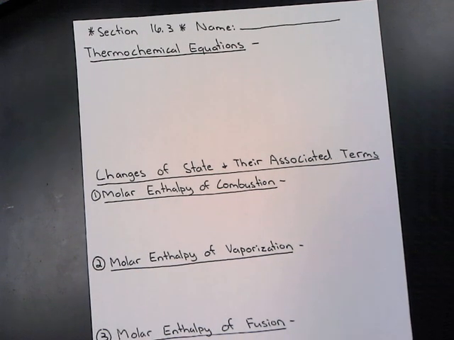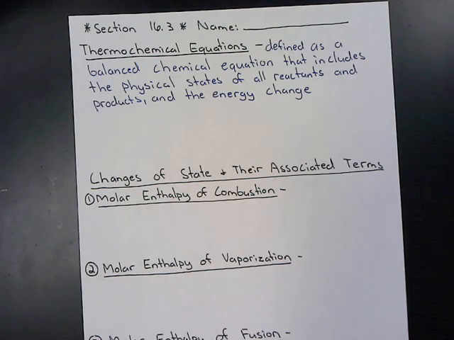So we start out here with the definition of a thermochemical equation. Thermochemical equations are simply defined as a balanced chemical equation that includes the physical states of all reactants and products and energy changes. So let me pause the video and write that down. All right, so there is that written definition.